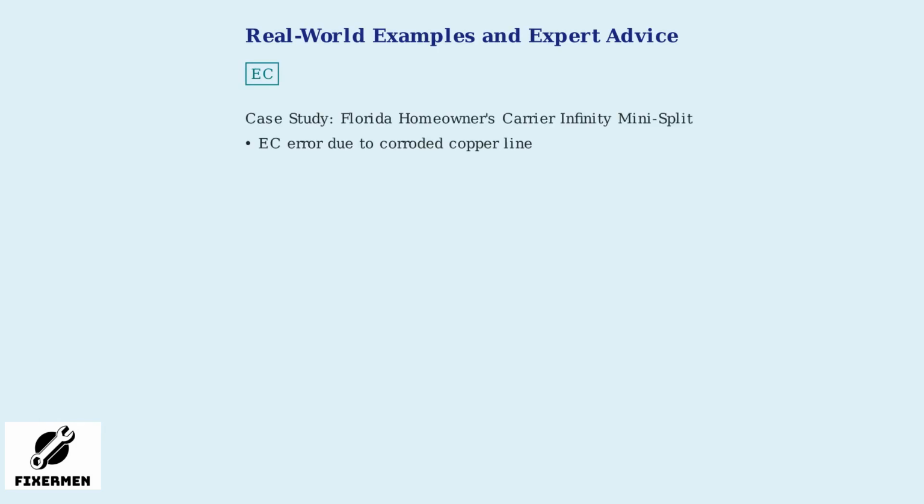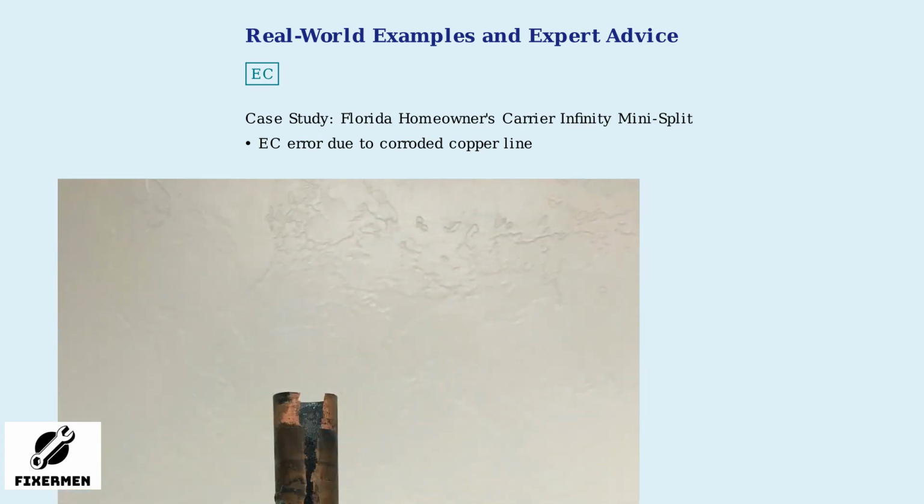Real-world examples show the importance of addressing EC errors promptly. In one case, a Florida homeowner's Carrier Infinity mini-split displayed an EC error due to a corroded copper line. This cracked pipe allowed refrigerant to leak, triggering the safety shutdown. The corroded copper line is a common issue in humid environments. Replacement of the damaged line and recharge with R32 refrigerant restored the system's efficiency, improving performance by 15% and saving $200 annually in energy costs.